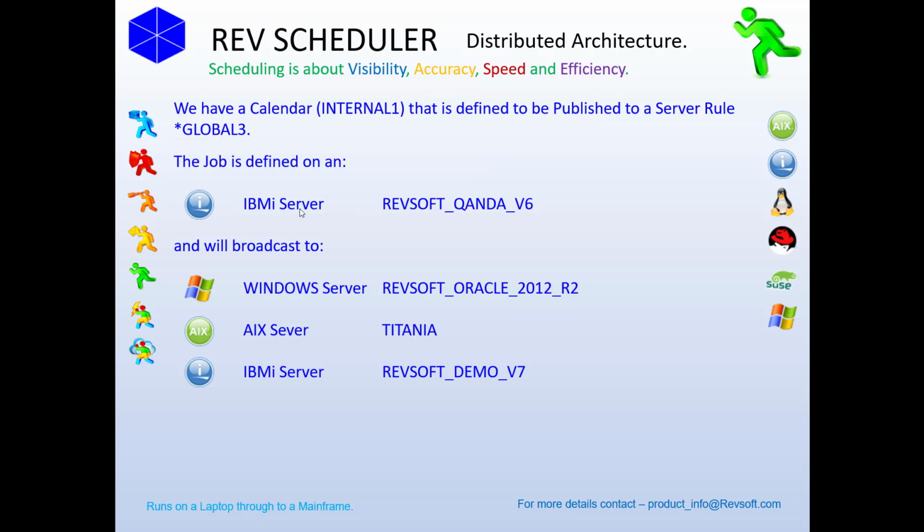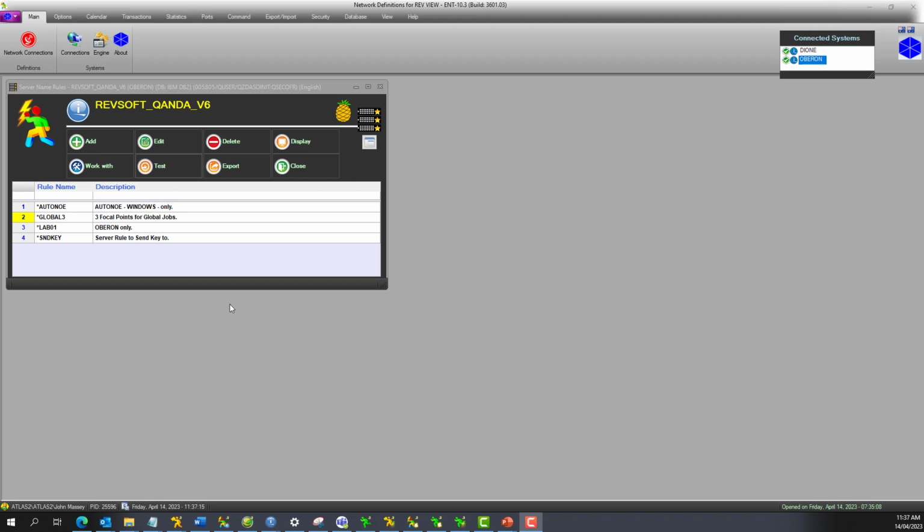So what we're going to do here is create an internal calendar. We're going to define it on IBM iServer RevSoft Q&A v6. It'll be published to a server rule called Global 3, which will then broadcast it to a Windows server, RevSoft Oracle 2012, AIX server Titania, and IBM server RevSoft Demo v7. That's what we're going to do. Let's get into it.